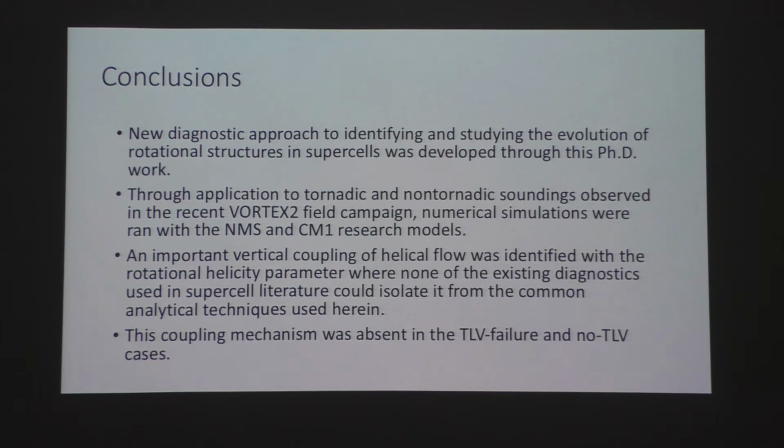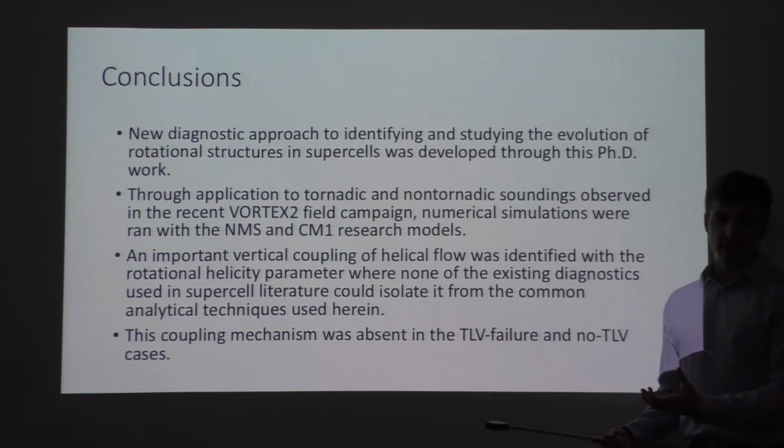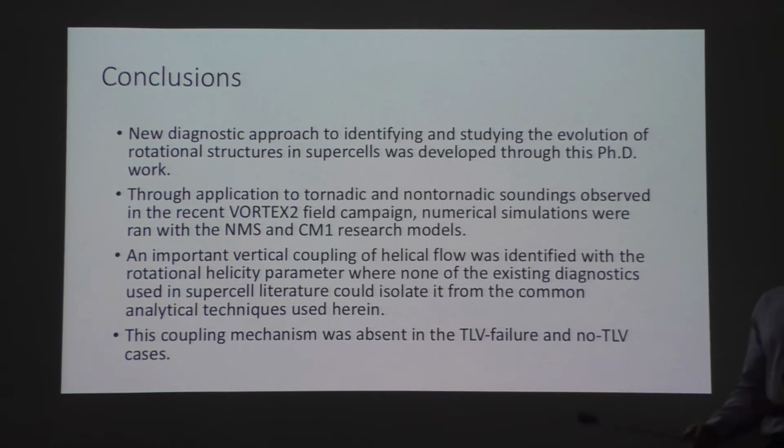To conclude, during this research, we looked at some new approaches to studying rotation in supercells, particularly on the sub-mesocyclonic scale. We looked at helical versus crosswise vortices, and then applied that diagnostic to study supercell simulations in which we can resolve these structures adequately, using VORTEX2 field campaign data with both the NMS and the CM1 research models. We were able to identify a dominant structure, very similar to the SVC in Orf et al., of helical flow that is seen to be associated with internal convergence boundaries.